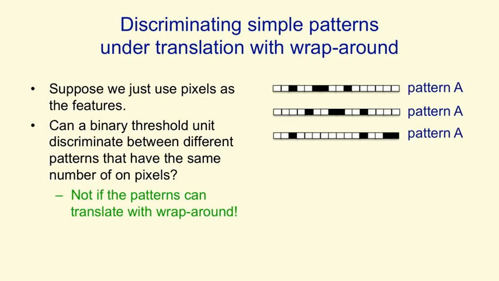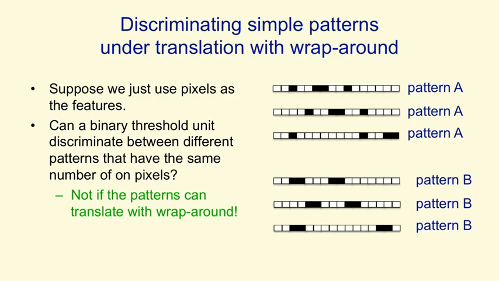So if you look at these examples of pattern A in a one-dimensional image, pattern A has 4 pixels that are on, those 4 black pixels. It's like a little barcode. And it's the same pattern when we translate it a bit to the right. And we're going to allow ourselves to translate the pattern so it goes off the right-hand end and comes back on the left-hand end. So the third example is the same pattern that's been translated with some wraparound.